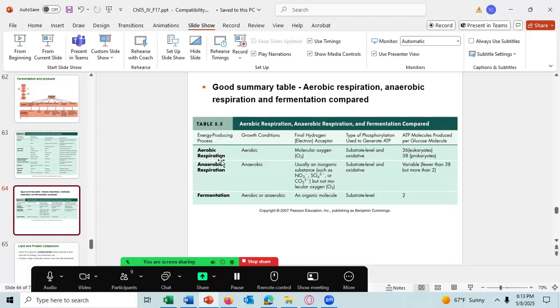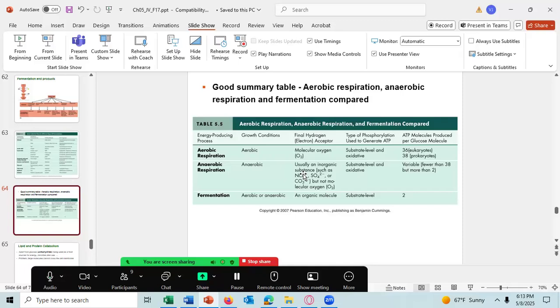So here we have aerobic respiration. The growth conditions have to be aerobic. Aerobic respiration requires the use of oxygen. So oxygen is the final electron acceptor. Anaerobic respiration does not use oxygen. Its growth conditions have to be anaerobic.